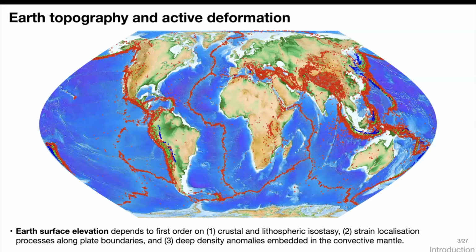The last component that might also control the topography is the deep density anomalies that are embedded in the convective mantle. But outside this active domain and also outside of the anomalous cases, the average elevation of the continent is about 400 meters. And then we have some anomalous topography, for example South Africa, east of South America, and Western US, which have some anomalous elevation.